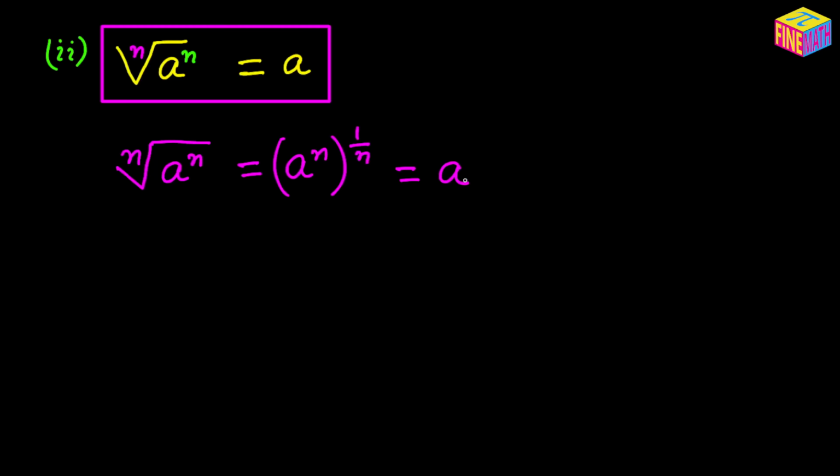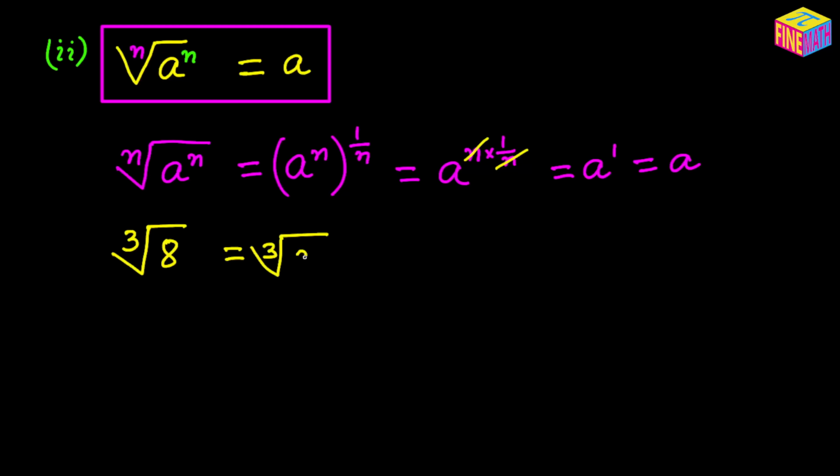So this will become a to the power n times 1 by n, and then guess what? This n in the numerator and 1 in the denominator, they cancel each other. So now we are going to be left with a to the power 1, which is nothing but a. So that's an easy proof there. If you ever see something like this, for example, you say cube root of 8, you know exactly what that is. That is actually cube root of 2 cubed, and this will definitely be equal to 2.